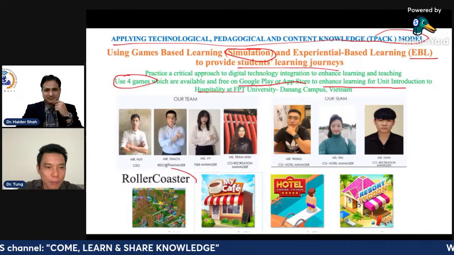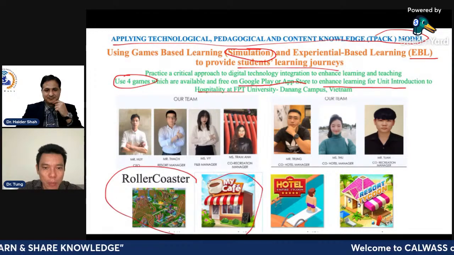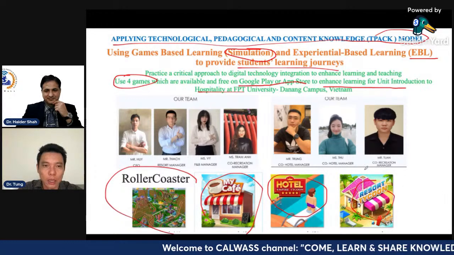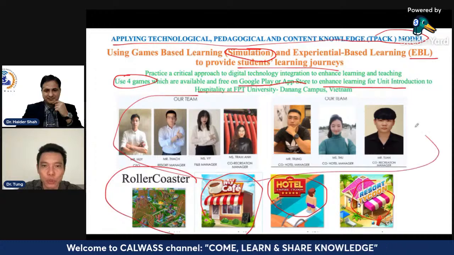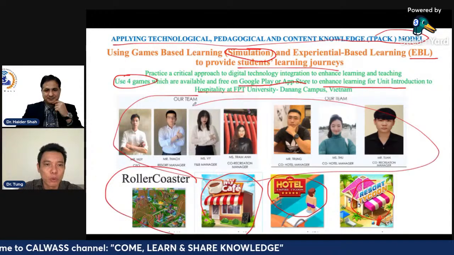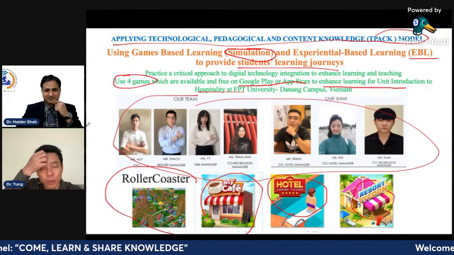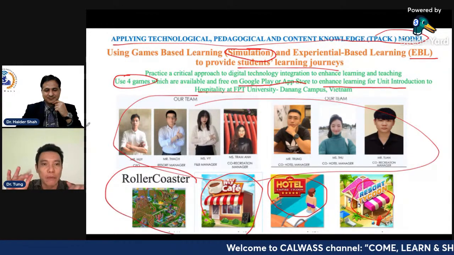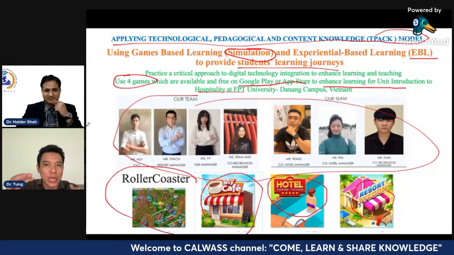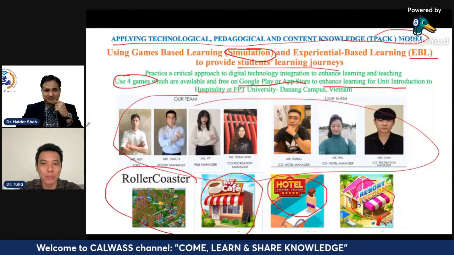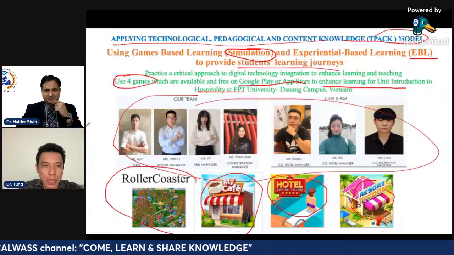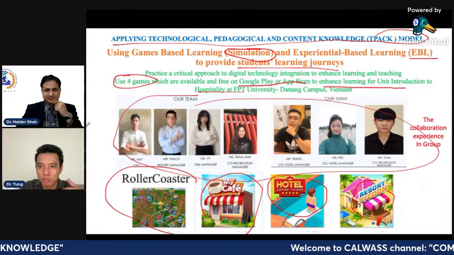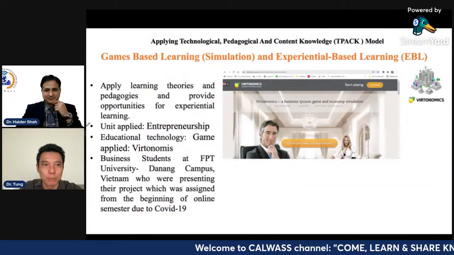So here are the 4 games. You can see Roller Coaster, My Cafe, Hotel Empire, Chicken Resort. This is the best group that is doing a real project. Because they are hospitality students, they can use all of the free applications on the App Store and Google Play. They play the game for real. After they play the game, they understand hospitality in terms of the room division, F&B division, restaurant division, things like that. So I can increase the collaboration experience in the group.